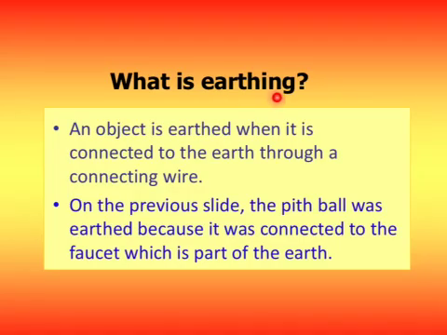What is earthing? An object is earthed when it is connected to the earth through a connecting wire. On the previous slide, the pith ball or the sphere was earthed because it was connected to the faucet, which is part of the earth.